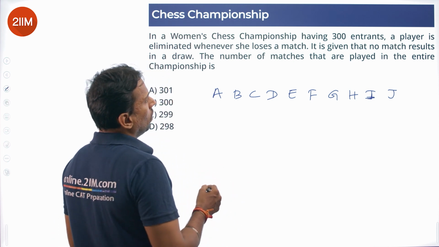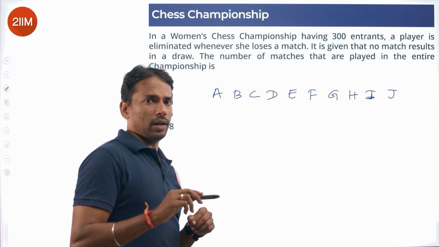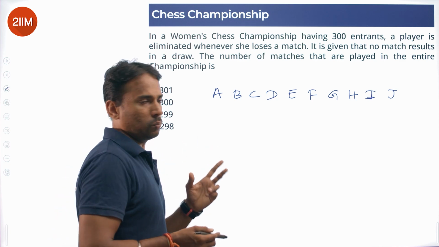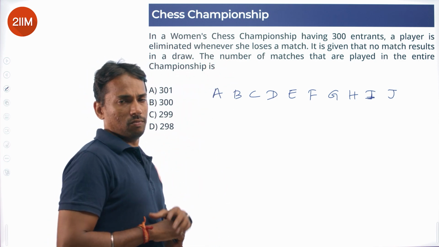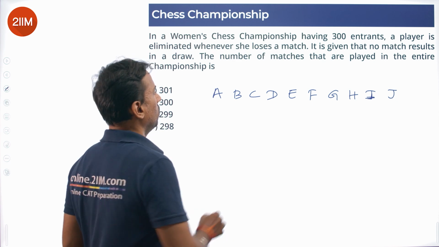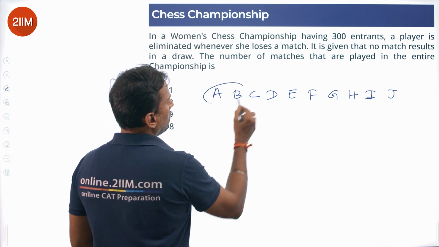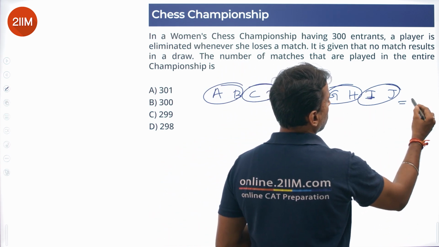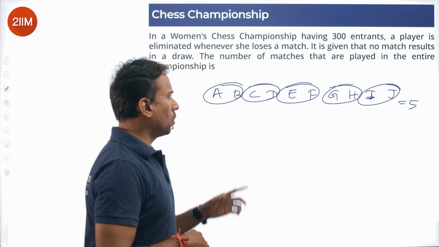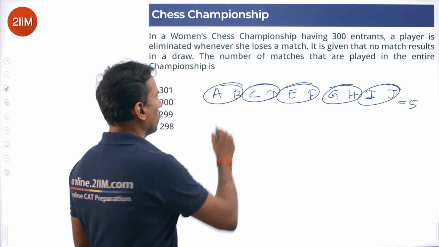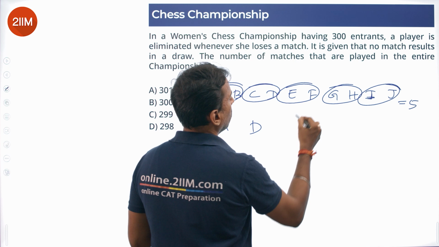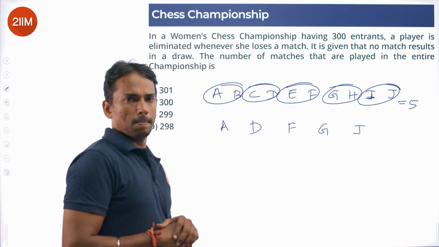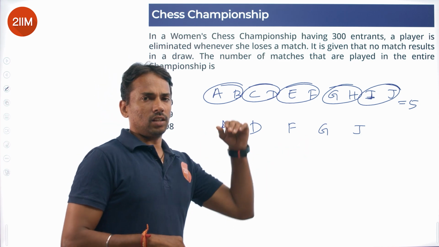Every time, we can make two people play, correct? So every one match we need 2 players. It's a chess championship, so 2 people participate. Let's pair up A, B, C, D, E, F, G, H, I, J. That means totally 5 matches are conducted here. Now each match will have a winner. Let's say A is the winner, D is the winner, F is the winner, G is the winner, J is the winner. Now these 5 are there, the other losers are gone.